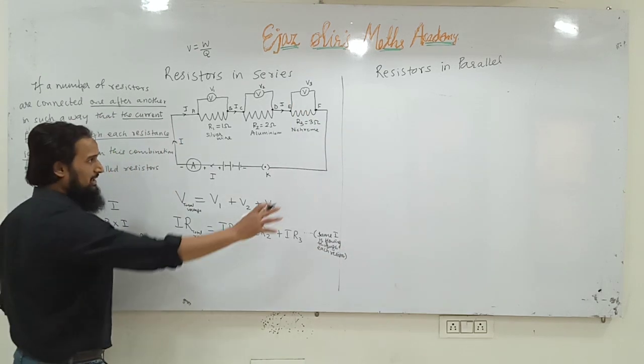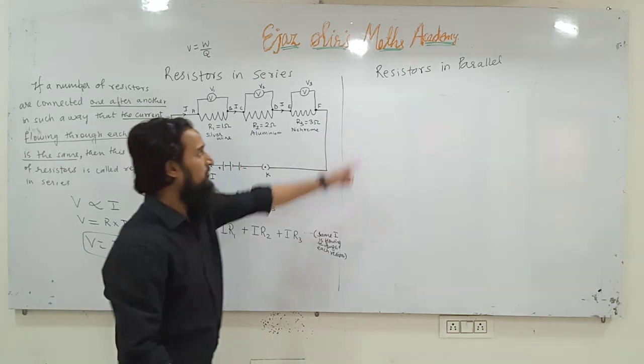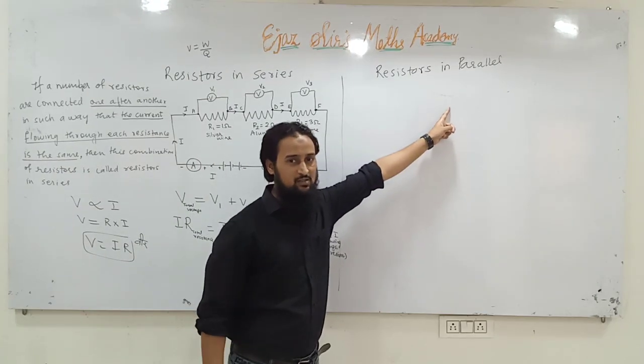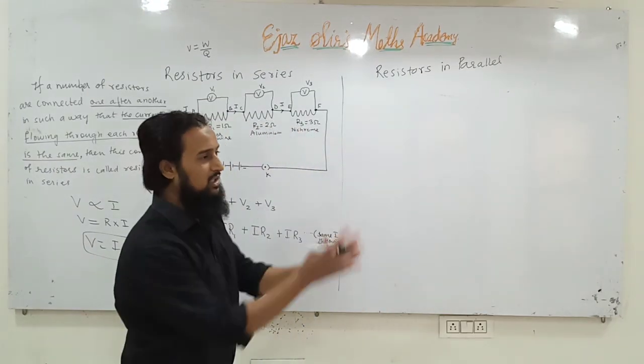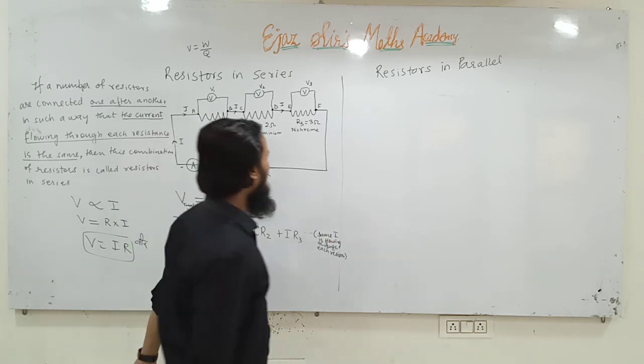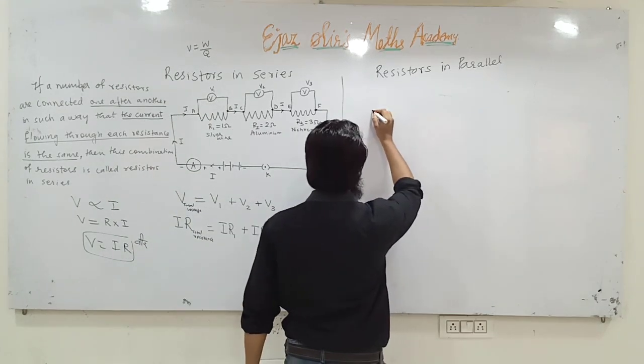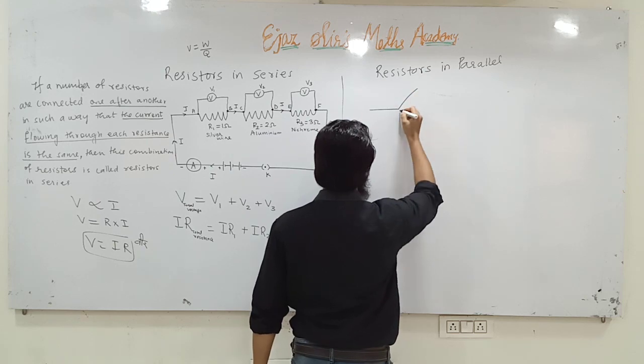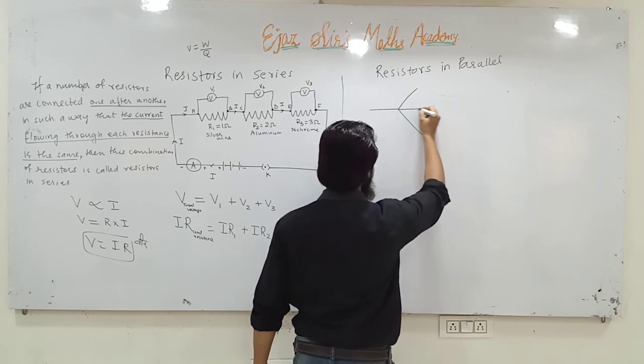I will tell you how current gets divided. We will study that in parallel resistors. In parallel combination, the current will have different paths. Let me make a diagram so that things will become clearer in your mind.